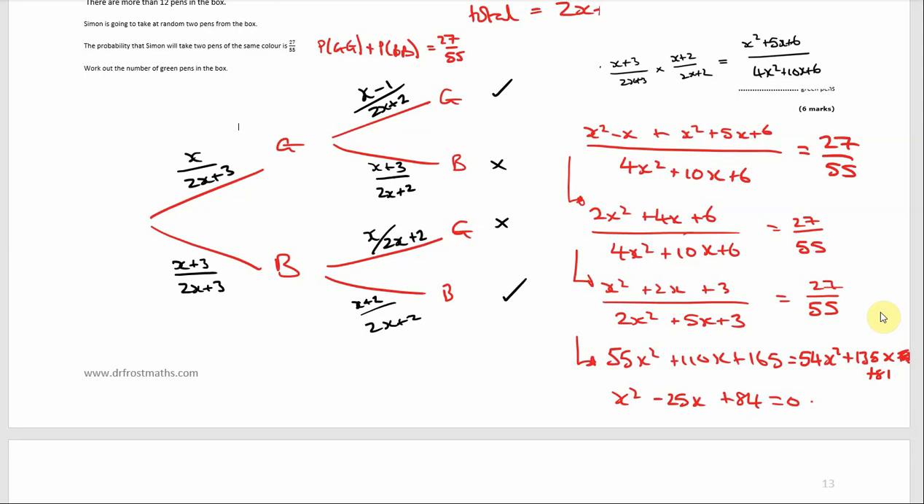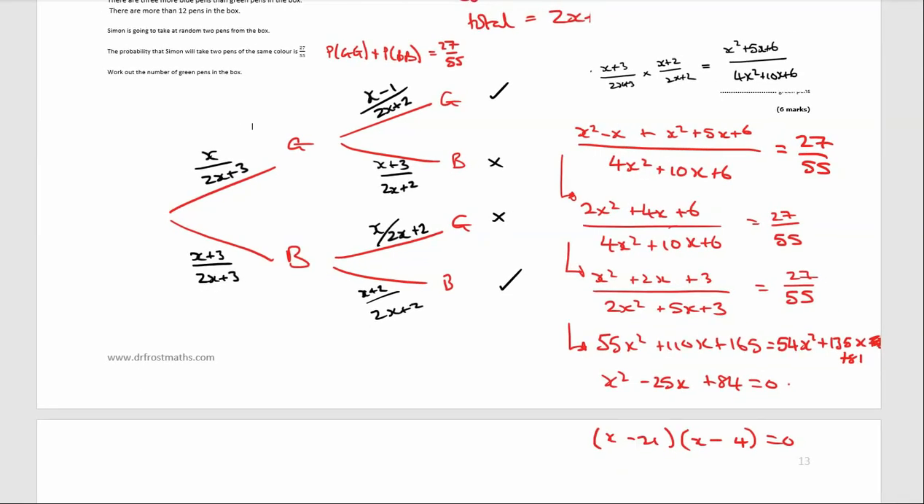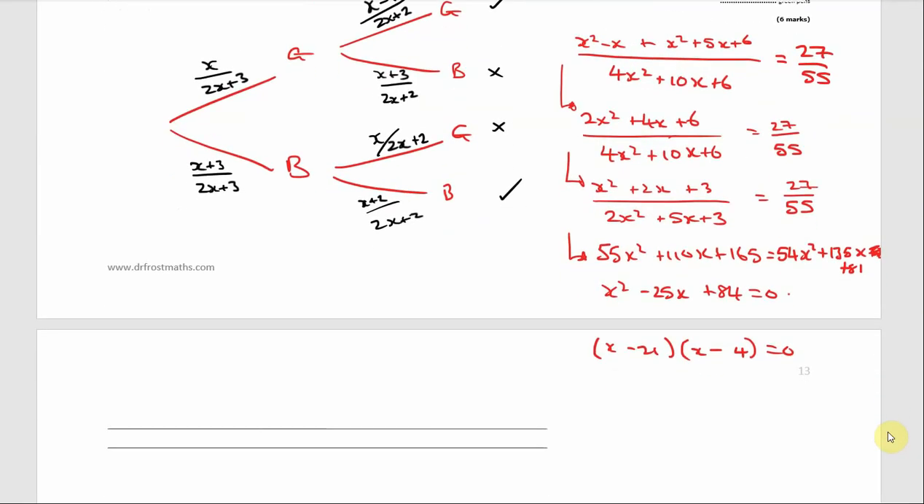So we've got 21 and 4. How's that? Easy peasy. 21 and 4, and we want both negatives. So we would then get x equals 21, x equals 4.